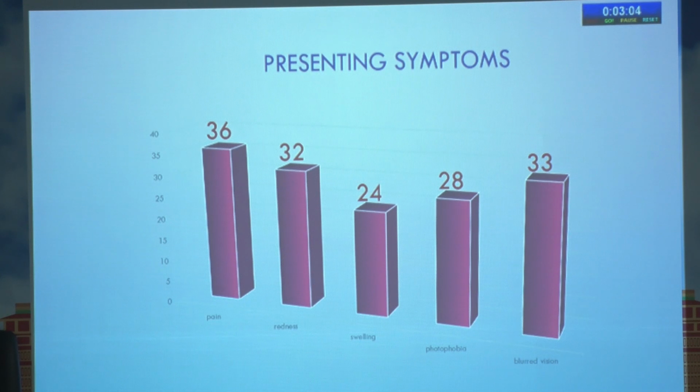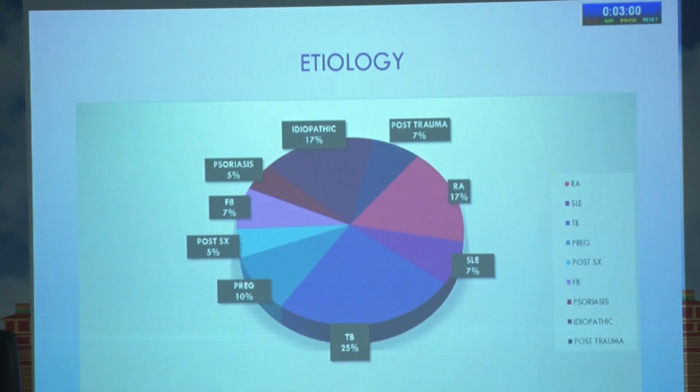So the most common presenting symptom was pain, followed by blurred vision, redness, swelling, and photophobia. The most common etiology involved in this was basically the tubercular, which accounted for 25%, and the others were idiopathic causes at 17%, and the other autoimmune diseases such as rheumatoid arthritis, SLE contributed, and few patients were in the pregnancy and postpartum, and trauma and post-surgery also contributed to 7% and 5% respectively.